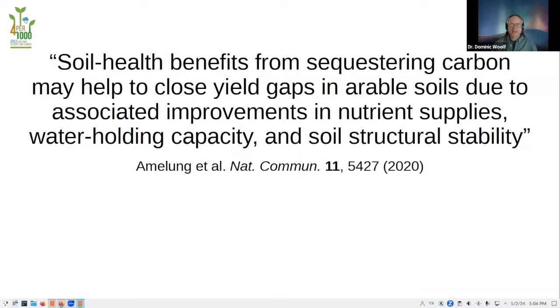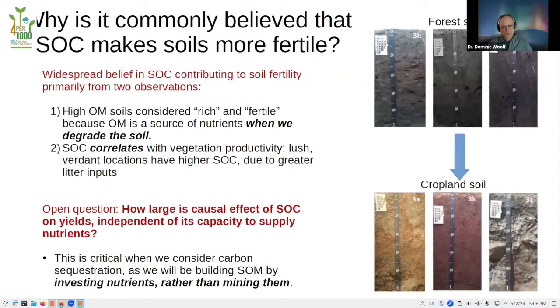However, the actual evidence behind that is surprisingly weak when you start to dig into it. We don't have as much hard evidence to support how large that quantitative effect is. So this is something we wanted to try and understand better. Now, why is it that people for a long time have had this intuitive understanding that, of course, soil carbon must lead to greater crop yields?